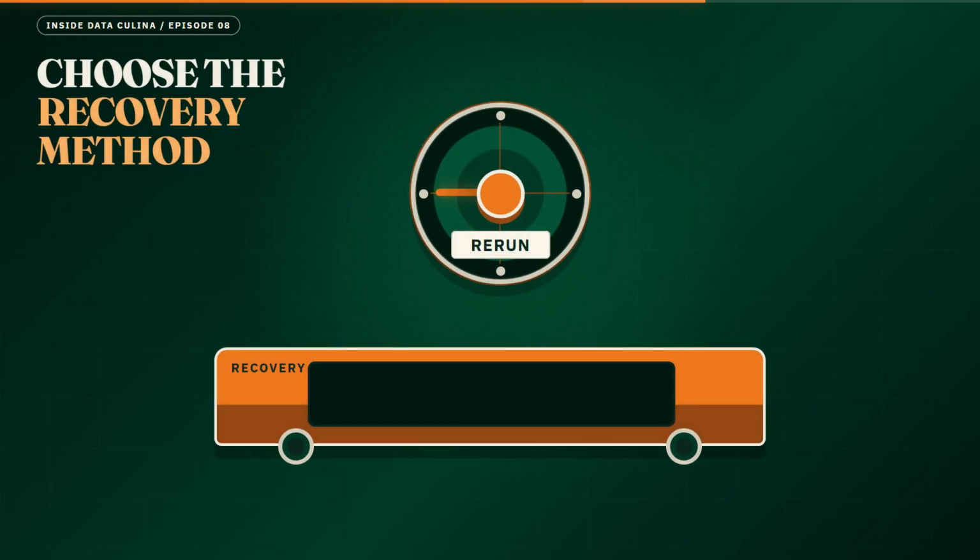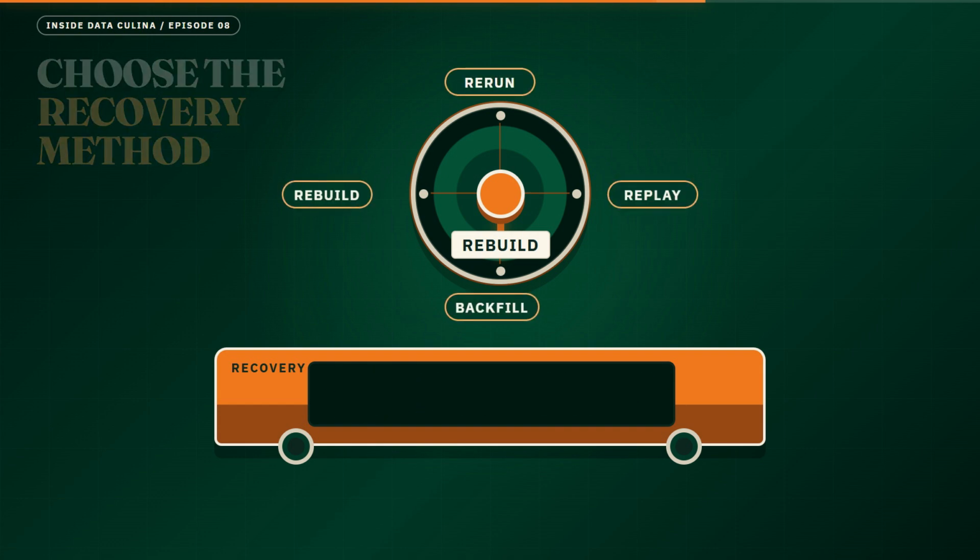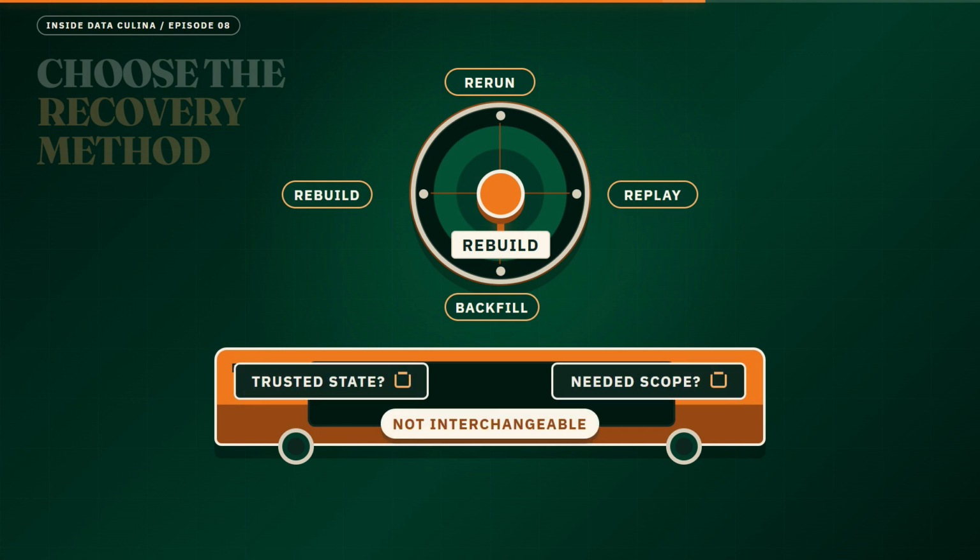Recovery also has 4 different verbs. Rerun executes the same configured logic again. Replay sends data that is already available upstream through downstream processing. Backfill restores historical coverage that never arrived correctly. Rebuild recreates a target from trusted upstream data, most naturally a transient layer. These are not interchangeable buttons. The right choice depends on what failed, what data is still trustworthy, and how much state must be recreated.